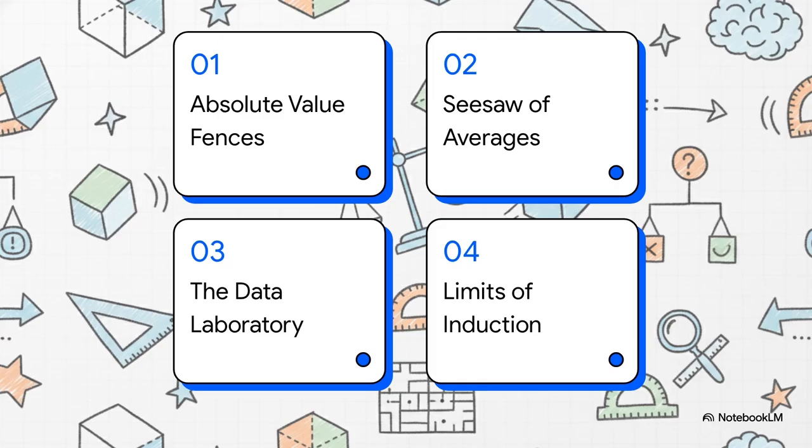Here is our agenda. We're building this toolkit step by step. First up, absolute value fences. Then, the seesaw of averages. Next, we hit the data laboratory. And finally, we'll talk about the limits of induction. Let's get right into it.